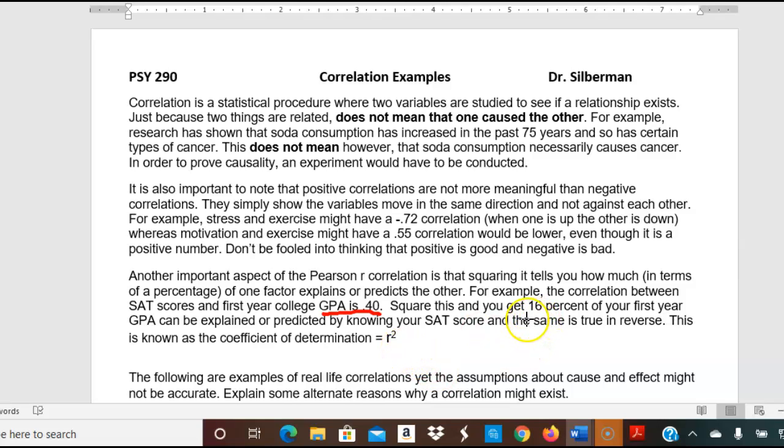Well, if you square 0.40, 4 times 4, you will get 16%. In other words, if I know your college GPA your first year, I can predict about 16% of how well you did on the SAT. And if I know how well you did on the SAT, I can explain or predict about 16% of how you did with your GPA. They explain or predict each other, R squared, coefficient of determination.